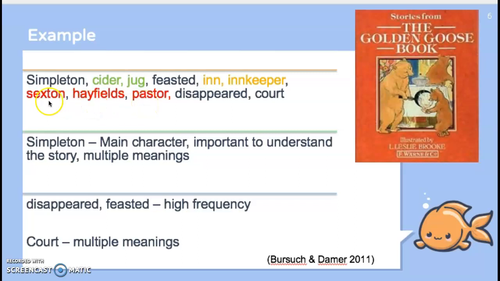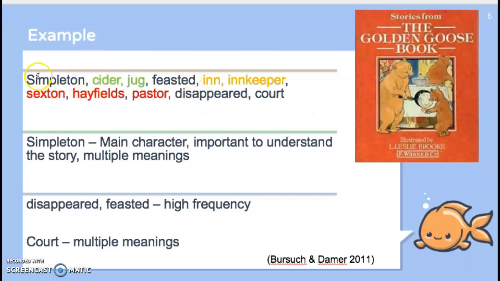Well, are those words important for them to understand the story? Well, not really. So I probably would just eliminate those words. And now we're left with simpleton, feasted, disappeared, and court. So feasted, disappeared, and court are high frequency words that they're going to encounter not just in this text, but in many other texts. So I probably would invest time in teaching those words.